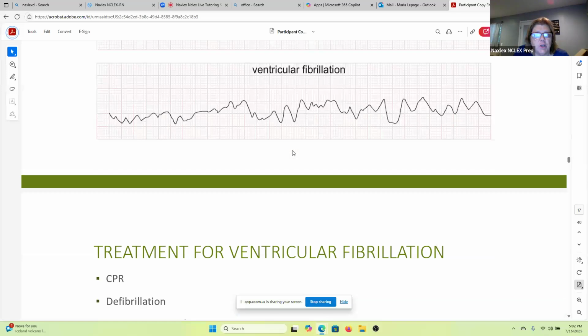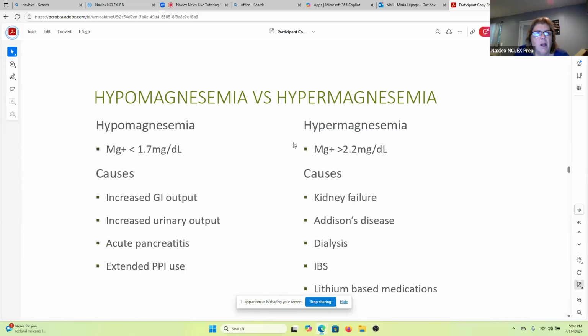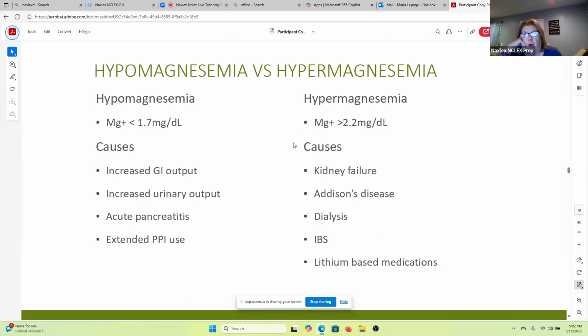Okay, let's talk about hypomagnesemia and hypermagnesemia. So we know normal magnesium is 1.7 milligrams per deciliter to 2.2 milligrams per deciliter. Magnesium is another important electrolyte.